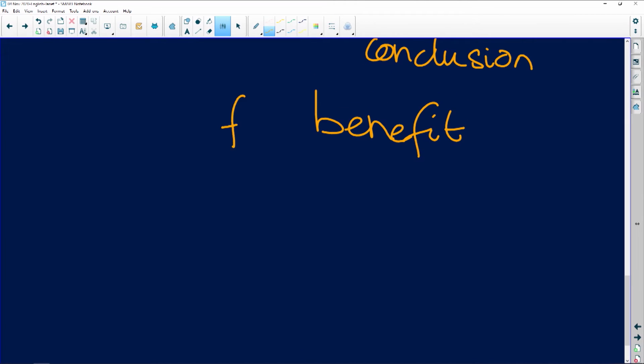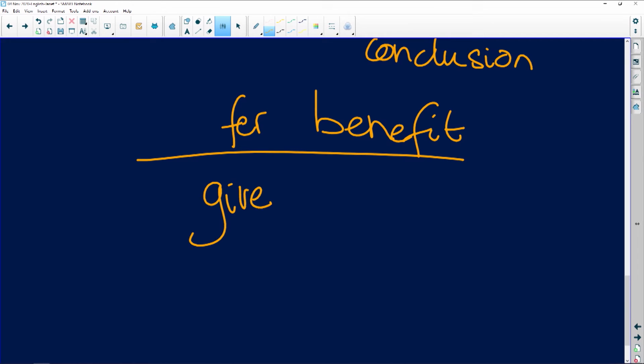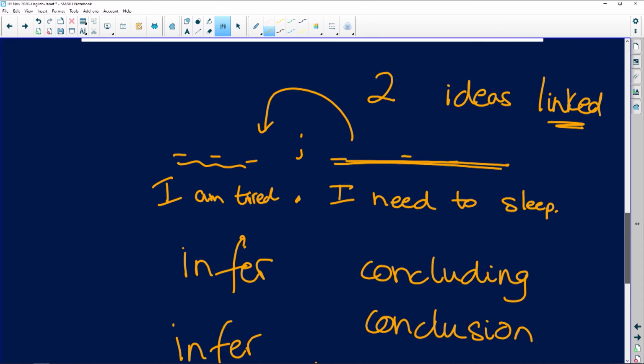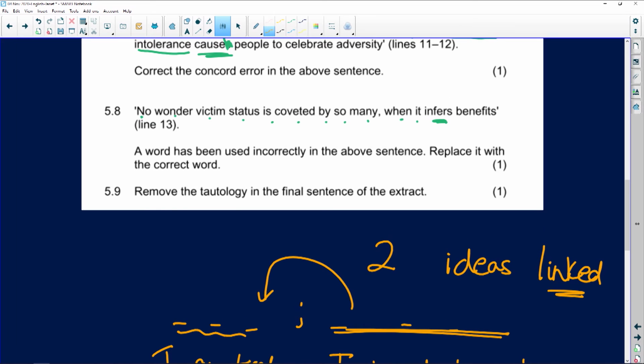So we want something with benefit, meaning to give a benefit. But it's got to have the fur in it because somebody made the mistake and said infer. And what should come up is confer. You confer a benefit. You give a benefit to somebody.